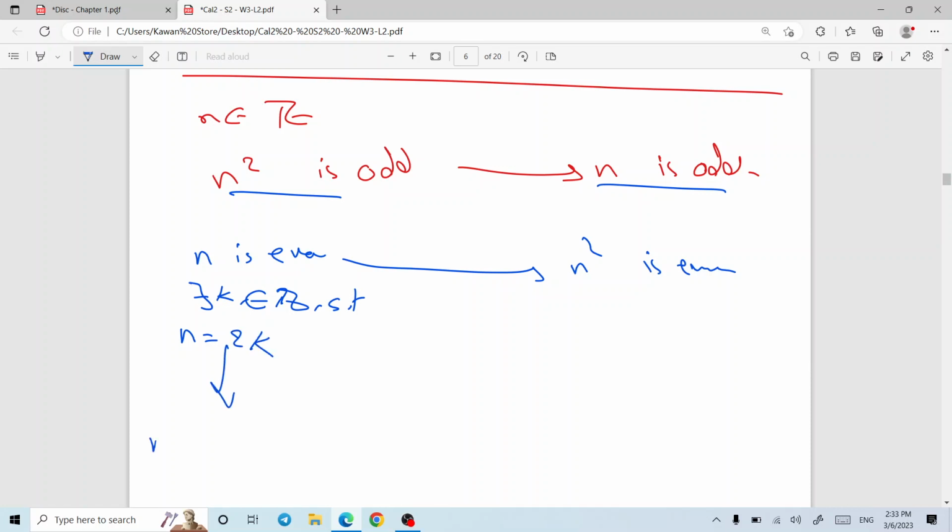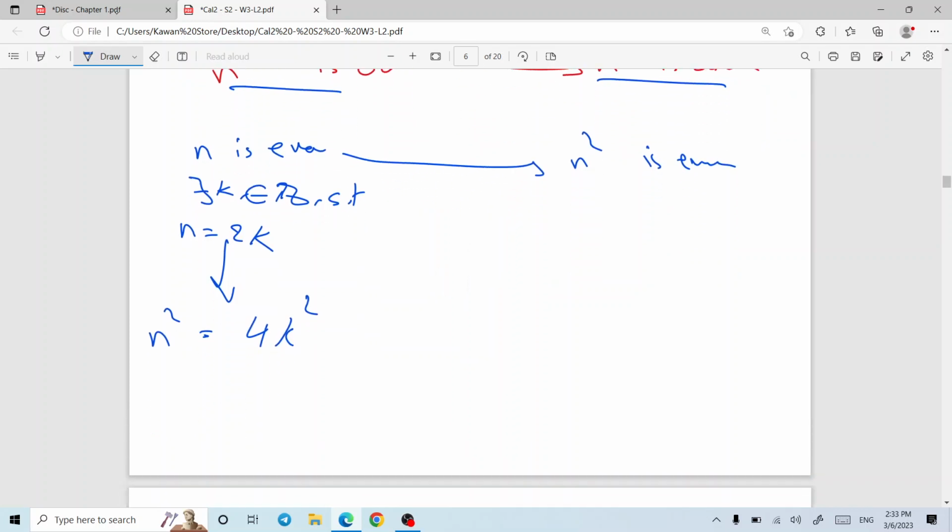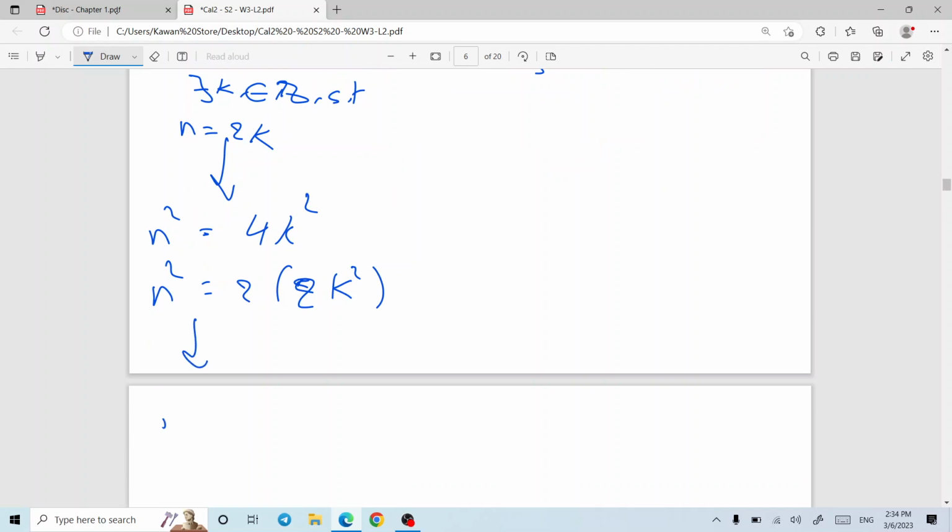Okay, make it square. Am I right? k is an integer. k square, integer. 2 multiplied by an integer. So, you got it? It means that n square is even. Am I right? We solve it by indirect and we use the contrapositive.